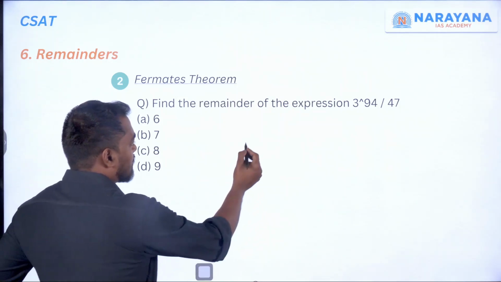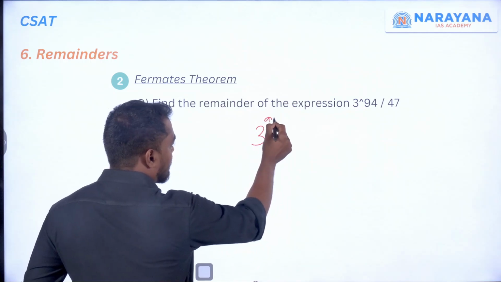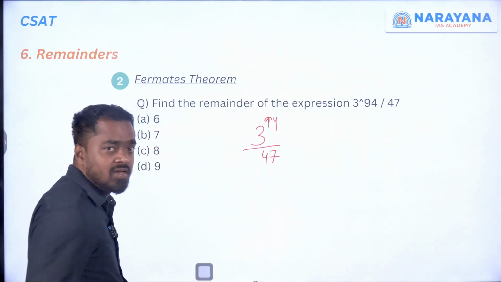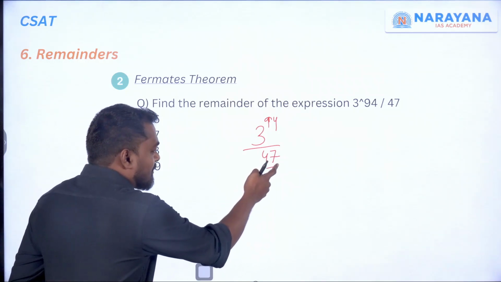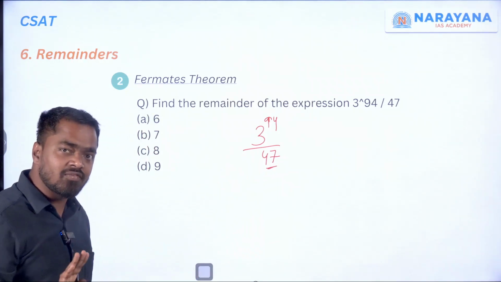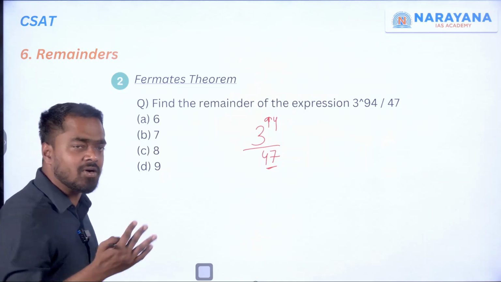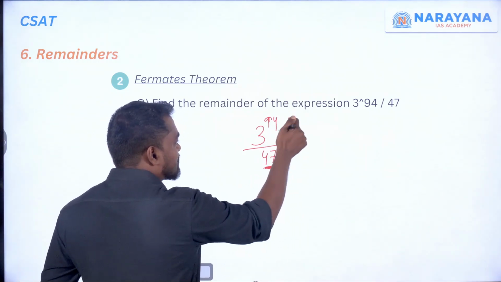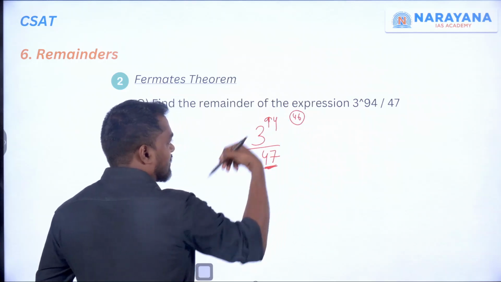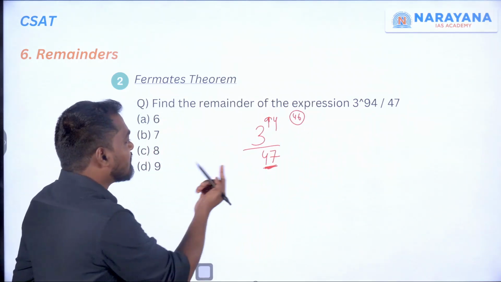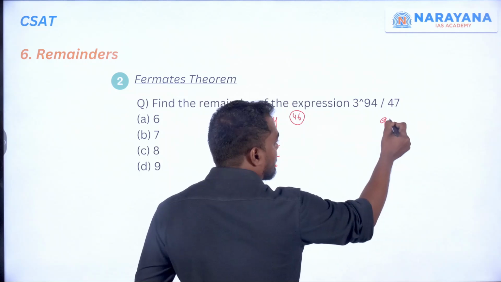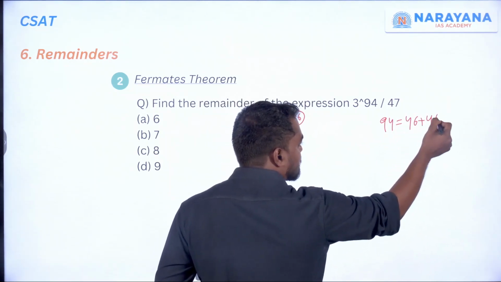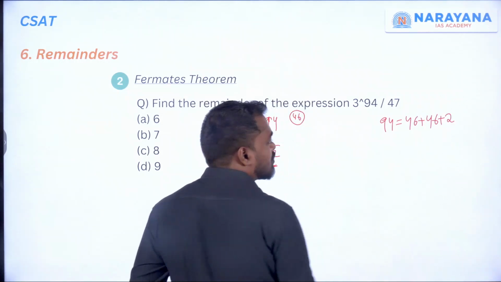Okay, let's solve this one. The expression is 3 to the power 94 by 47. 47 is a prime number, so we can apply Fermat's theorem. We can try to apply Fermat's expression here. So if this is 47, there has to be 46 in the power. So how can we break down? 94 can be written as 46 plus 46, which is 92, plus 2, right?